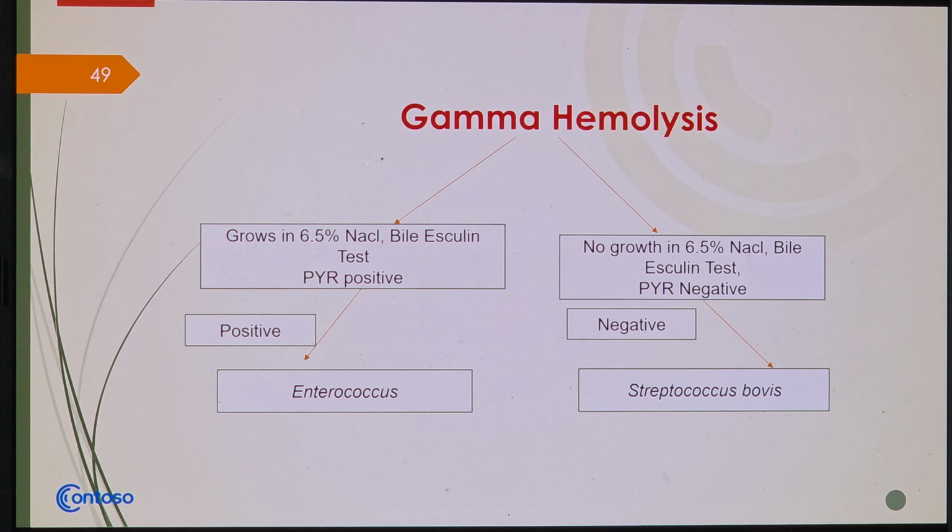Gamma hemolysis is mainly shown by Enterococcus and Streptococcus bovis. In case of Enterococcus, it grows in 6.5% NaCl, bile esculin test positive, PYR test positive. But in case of Streptococcus bovis, the PYR test is negative, bile esculin test is positive, and there is no growth in 6.5% NaCl.